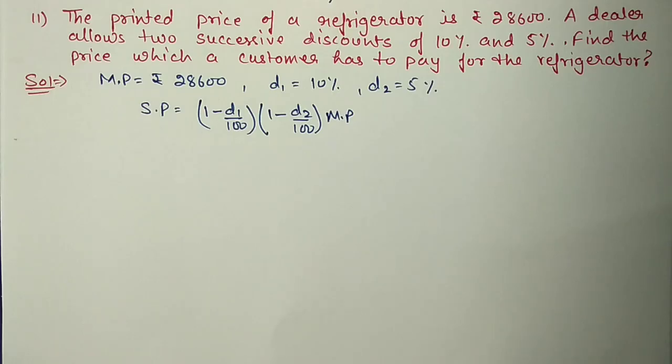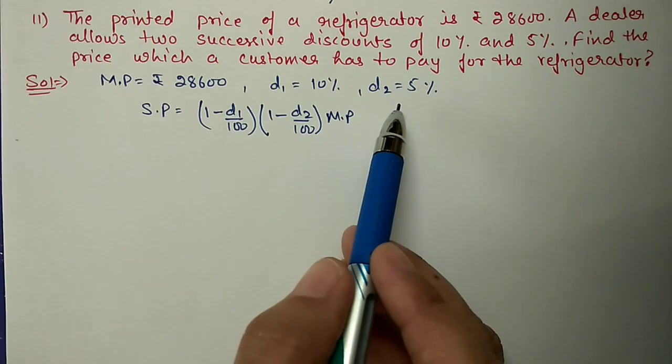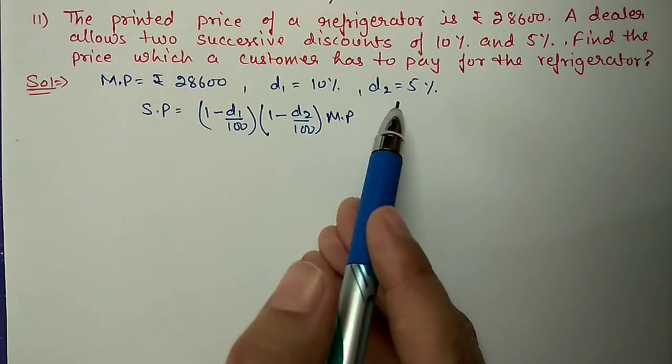Next question, number 11. The printed price of a refrigerator is 28,600 rupees. A dealer allows two successive discounts of 10% and 5%. Find the price which a customer has to pay for the refrigerator. So, in this question the mark price is given and two discounts are there, 10% and then 5%.